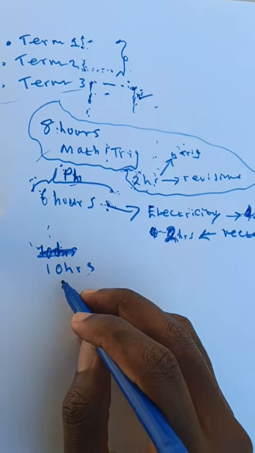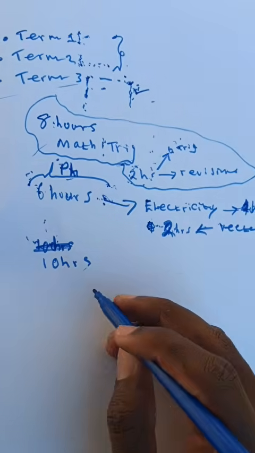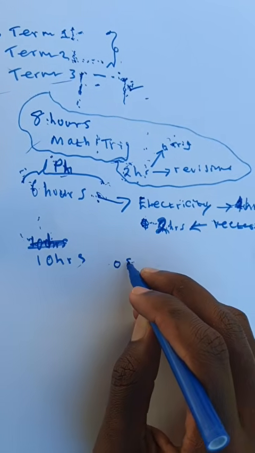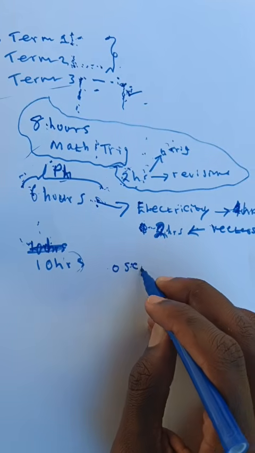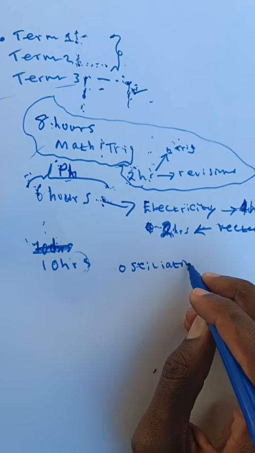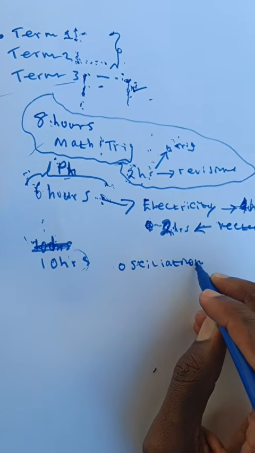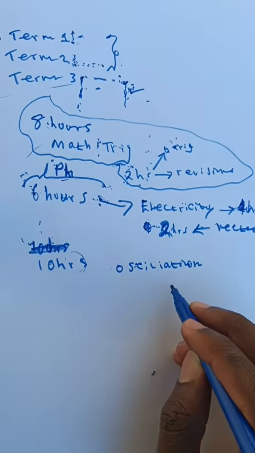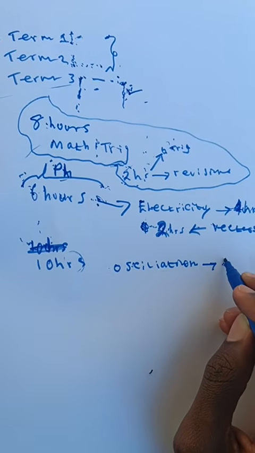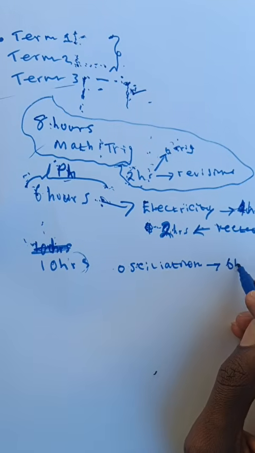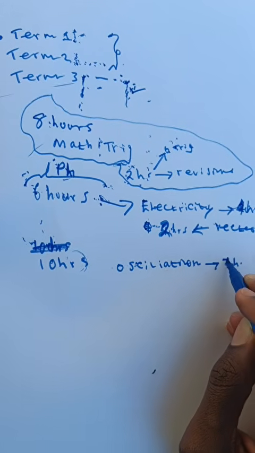So let's say maybe today you are studying oscillation. This is the time you are planning to dedicate to your studies. So you can say oscillation, I don't know how they write the spelling, I've forgotten. You can give it maybe 6 hours, or maybe let's just say 7 hours.